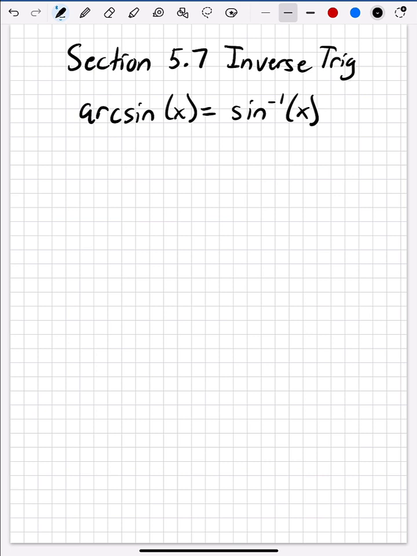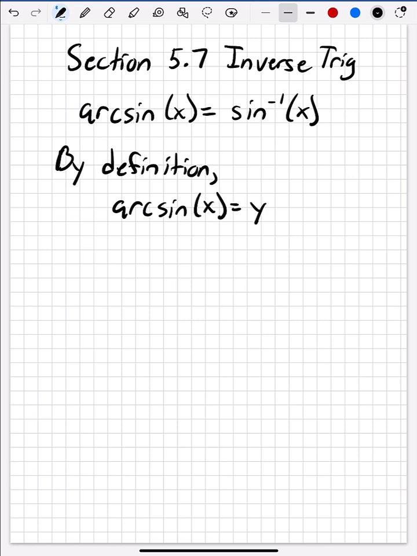Okay? And so by definition, and this applies for all trig functions, by definition, if the arc sine or inverse sine of a value x is equal to y, then the sine of y is equal to x. And this is for all trig functions.